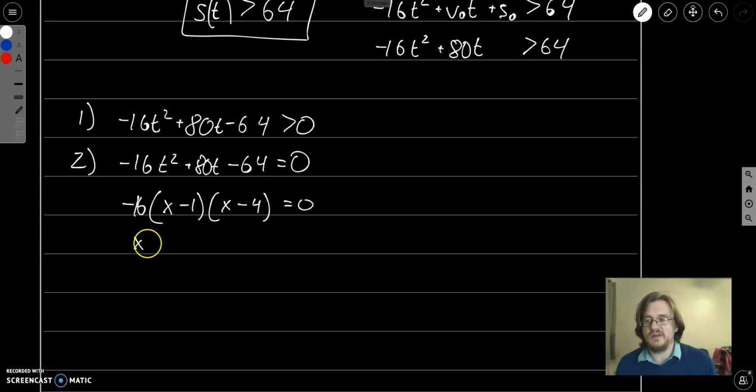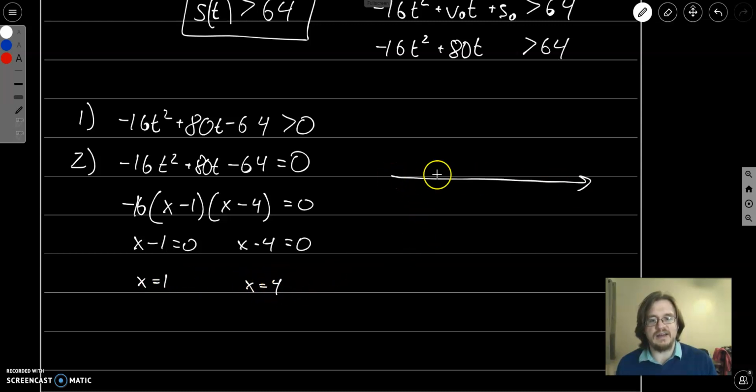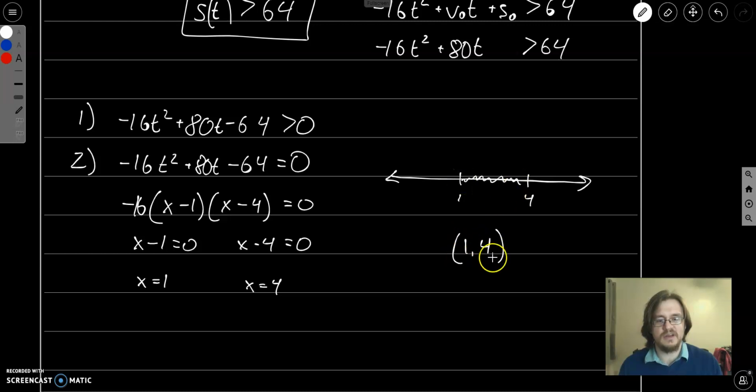So when is this equal to 0? When x minus 1 is equal to 0, and when x minus 4 is equal to 0. So when x is equal to 1, or when x is equal to 4. And with a little bit of intuition, we can see when is the height of our object going to be greater than 64. Well, we're going to be moving up first. The object will move up, pause, and then come back down. So in this region here, in between 1 and 4, that's when our object is going to be the highest. So this is going to be our answer.